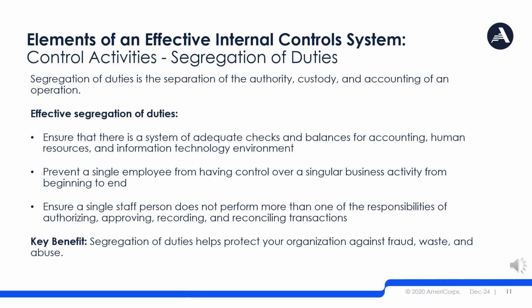A single employee should not have control over a singular business activity from beginning to end. All units should work to separate functional responsibilities to ensure that errors, intentional or unintentional, cannot be made without being discovered by another person. Moreover, a single staff person should not perform more than one of the responsibilities of authorizing, approving, recording, and reconciling transactions. Segregation of duties helps protect your organization against waste, fraud, and abuse. Without segregation of duties, your organization exposes itself to increased risks and does not have an effective system of internal control.